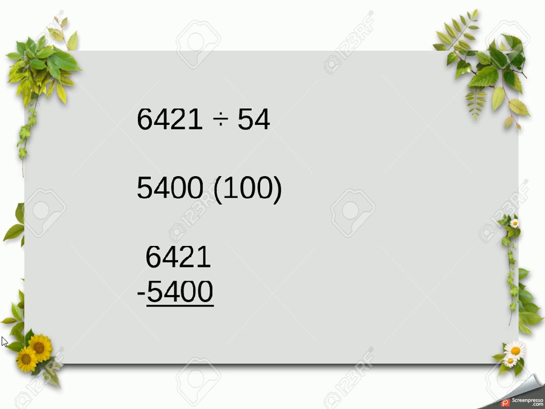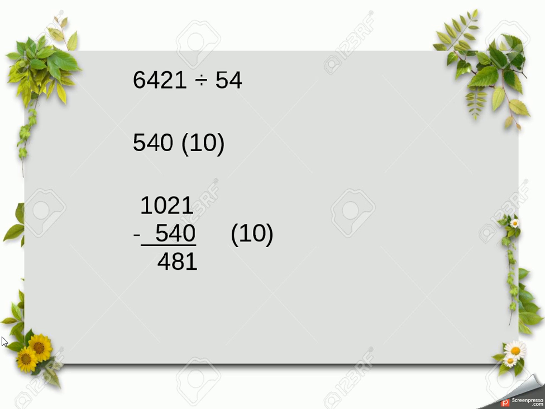Remember, long subtraction, there's a pre-GCSE video on that, if you're not sure how to do long subtraction. But the answer will be 1,021. So taking 100 lots of 54 out leaves 1,021. Can I take another lot of 5,400 out? Well, no, because 1,021 is lower than 5,400.